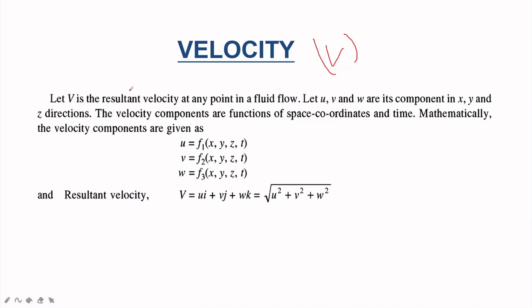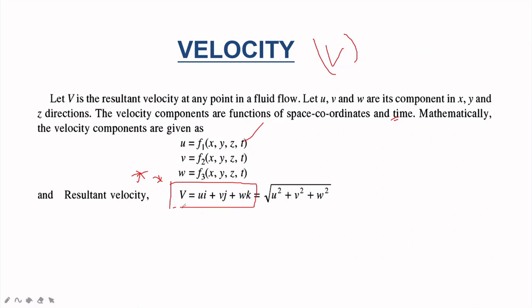So the velocity components are functions of space coordinates, that is x, y, z, and also time. Here we have to consider every parameter with time. So mathematically the velocity components are given as: U is a function f1 of x, y, z, t. V is also a function f2 of x, y, z, t. W is also a function of x, y, z, t. Now the resultant velocity is V equal to Ui plus Vj plus Wk.